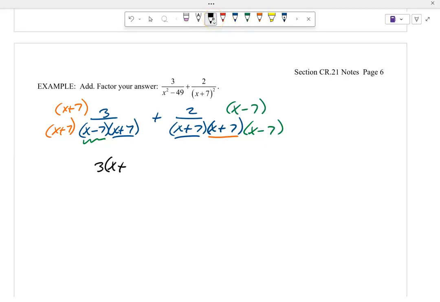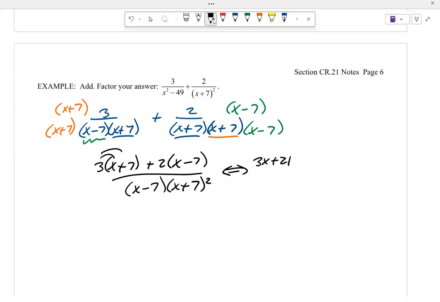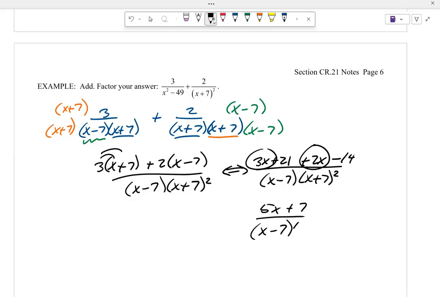So we'll end up with 3 times (x plus 7) plus the 2 times (x minus 7), over (x minus 7) and two of these x plus 7s. So we've got 3x plus 21 plus 2x minus 14. This is all over (x minus 7)(x plus 7) quantity squared. 3x and 2x, I get 5x. 21 minus 14 is plus 7. So we've got 5x plus 7 over (x minus 7)(x plus 7) quantity squared.